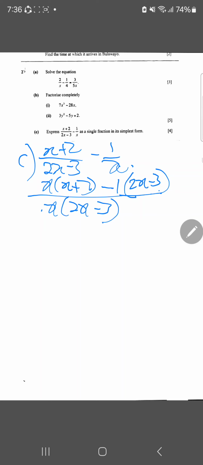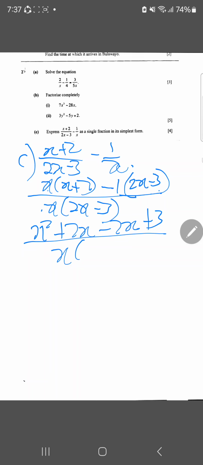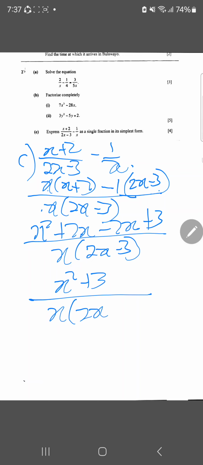The examiners want to confirm that you understand how to deal with this negative up here. So let me break this bracket. x times x is x squared, x times 2 is plus 2x, then minus 1 times minus 3 is plus 3. Most people get confused and don't use this negative sign properly. So here we have 2x minus 2x, that's 0. Then we have x squared plus 3, over x times 2x minus 3. That's our final answer.